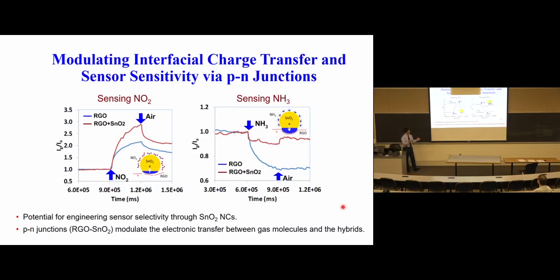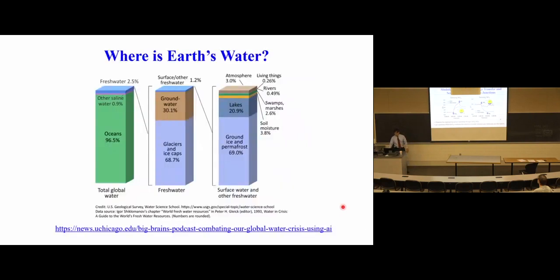On the other hand, when you expose this sensor to reducing gases, such as ammonia, which is an electron donor, then the charge transfer will be opposite in direction, which will be discouraged by the p-n junctions. So that way you can really design this sensor device to achieve different sensitivities towards different gases. That's the differential sensitivity, which is also the selectivity. That's the game we're trying to play.